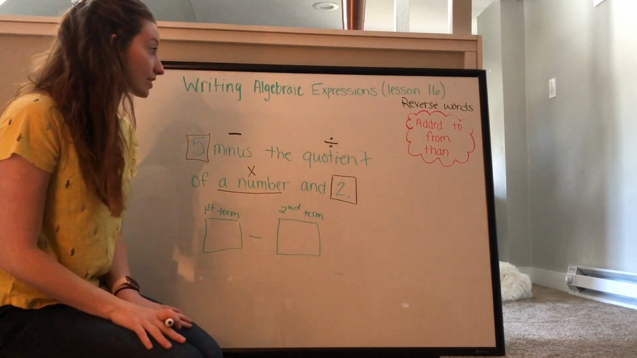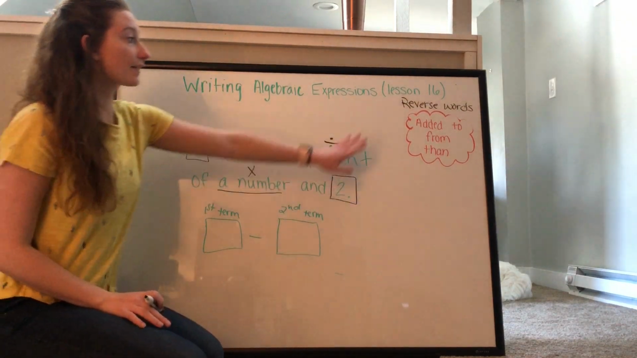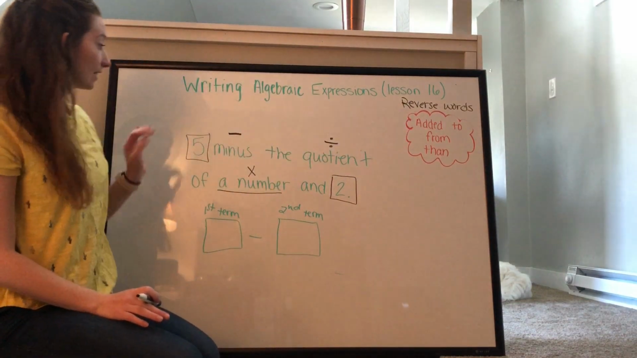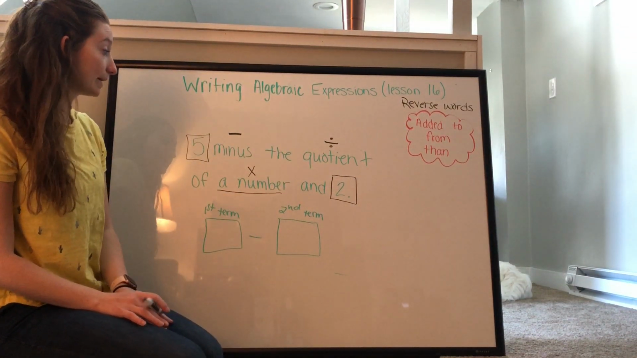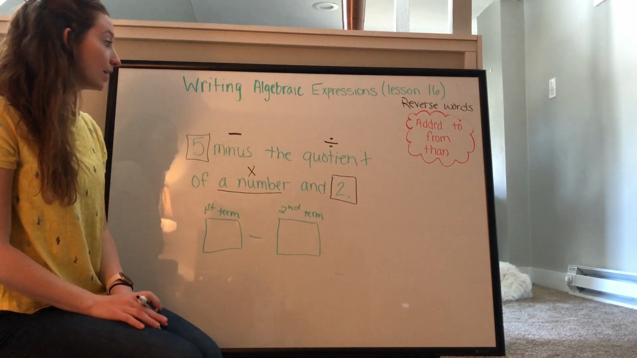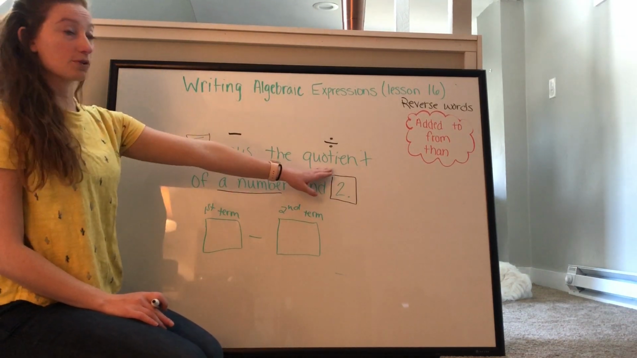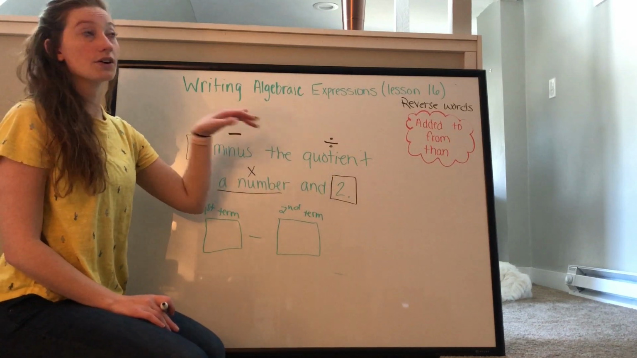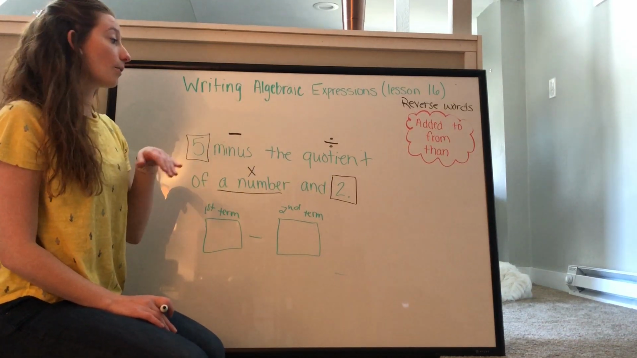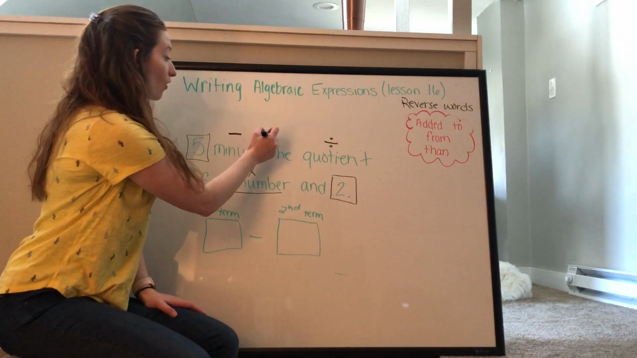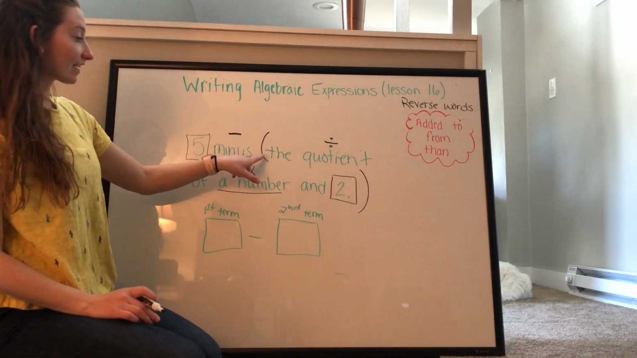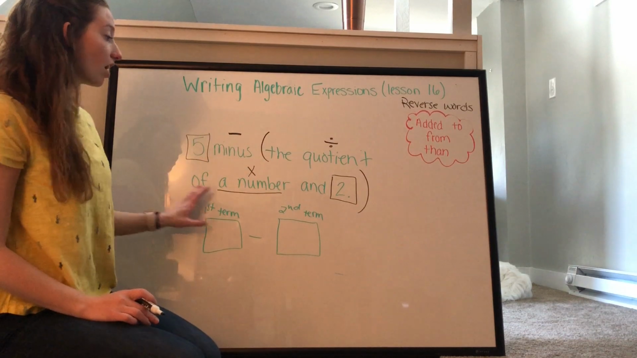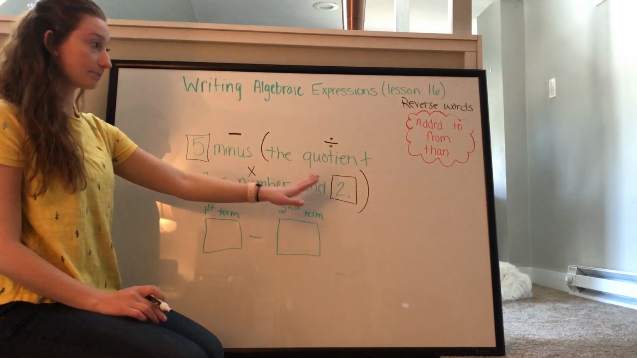First step is to ask yourself, do I reverse it? So is there an added to, from, or than? In this case, there is not. But there is one big piece in here that we haven't talked about. Whenever you see the quotient, or the difference, or the sum, or the product, it's always parentheses. So everything that comes after the quotient is all going to be in parentheses.